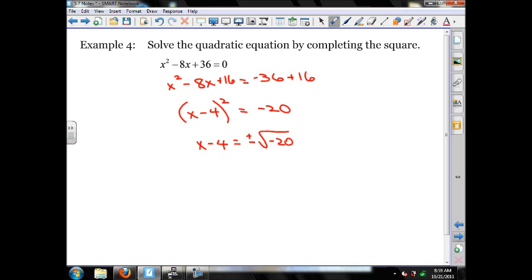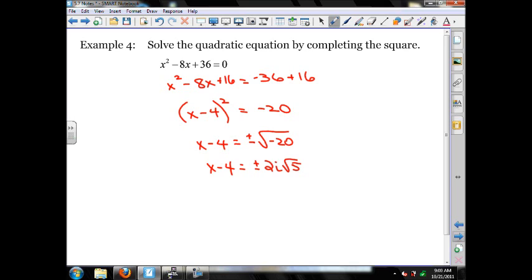Square root of negative 20 can be reduced. We did that in the last section. It's a complex number, it's an imaginary number, but that's okay. Should be plus or minus 2i root 5. Everybody okay with reducing that to 2i root 5? Any questions on doing that?